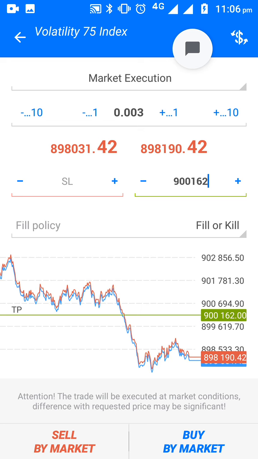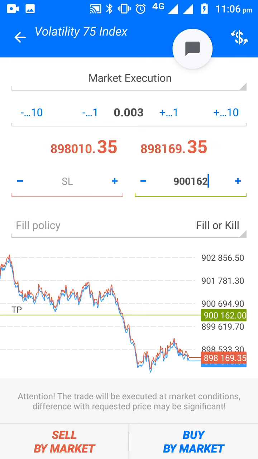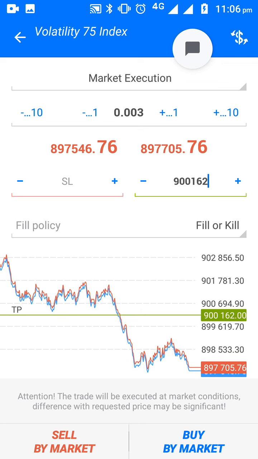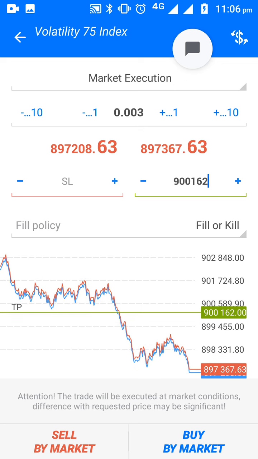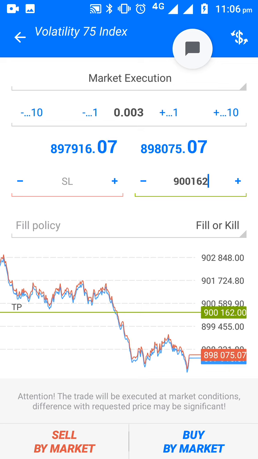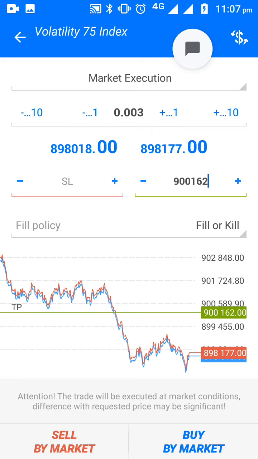If we are on the same page, trading the same instrument, then ensure to take the trades I take. And let's see how far we can go in trading the markets. Our instrument to be traded is volatility 75 index.